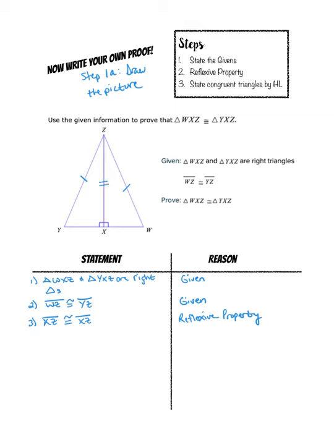Now, XZ is a leg in that right triangle. It happens to be the long leg. So you've got the hypotenuse and the leg of one right triangle congruent to the hypotenuse and the same leg in the other right triangle. So therefore, step 4, triangle WXZ is congruent to triangle YXZ, HL congruency property.